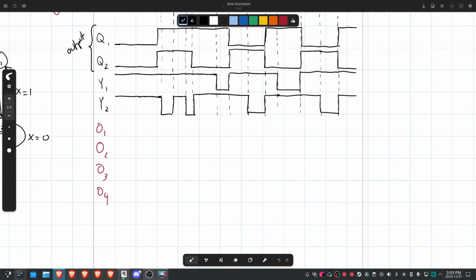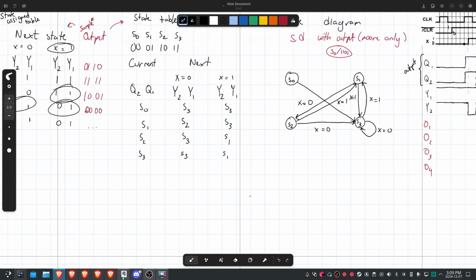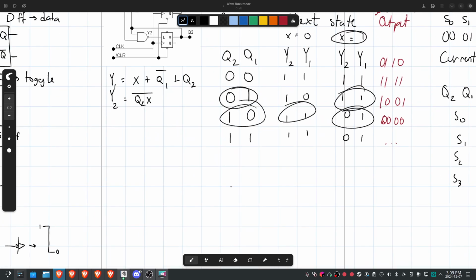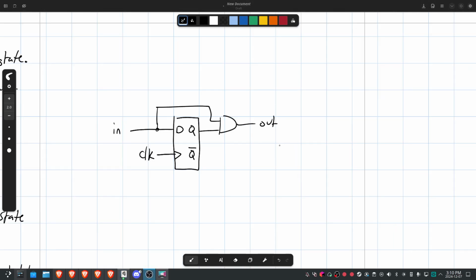Let me see if I can grab an example. Actually, let's make a stupid simple example. One second. Behold, a stupid simple example of a Mealy machine. You'll note that our flip-flop defines our state, right? But output is not only decided by our state, but also our input.